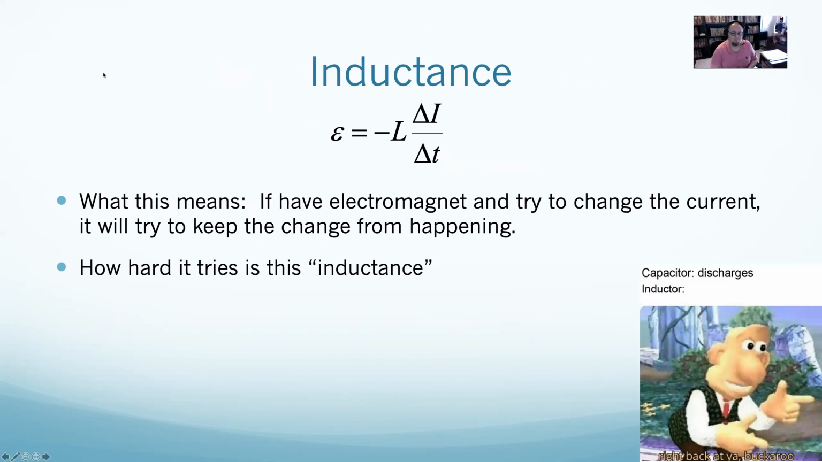So that's it in general. If you have an inductor, if you have inductance in a circuit, if you have an electromagnet, and you try to change the current, it's going to try to keep it from happening. If the current goes down, inductance is going to make it go up. If you're driving it up, it's going to try to make it go down. How hard it tries, that's inductance.